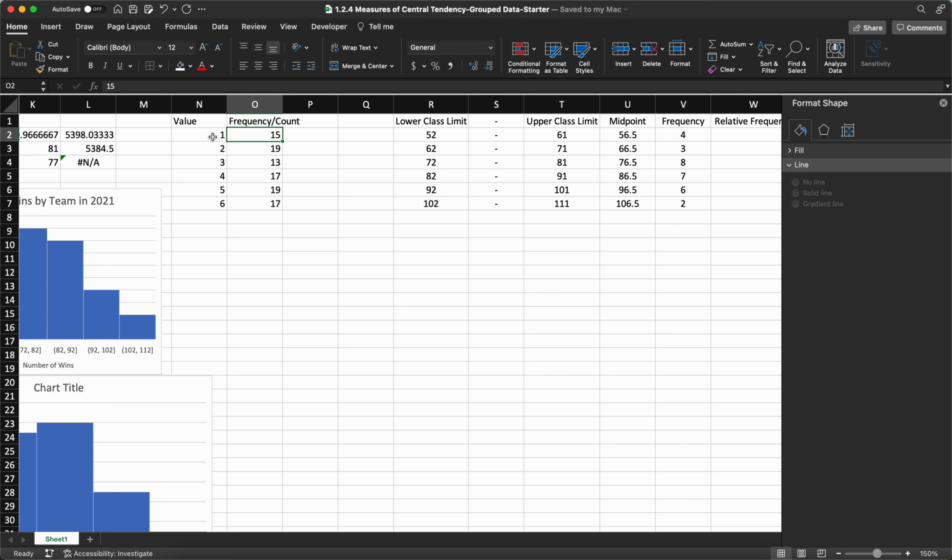1 came up 15 times. The value of 2 came up 19 times. The value of 3 came up 13 times, and so on and so forth.